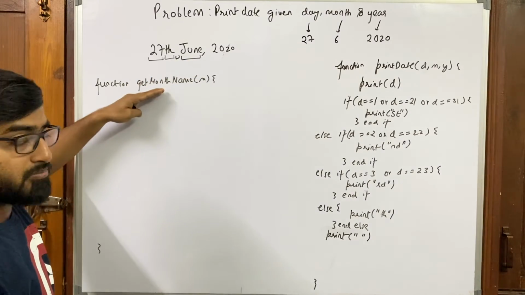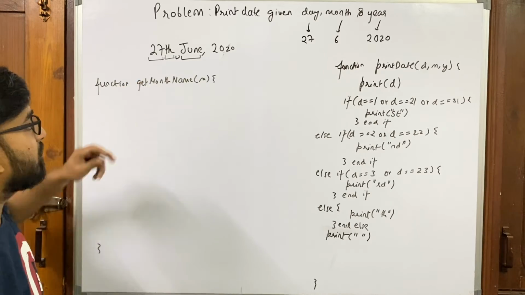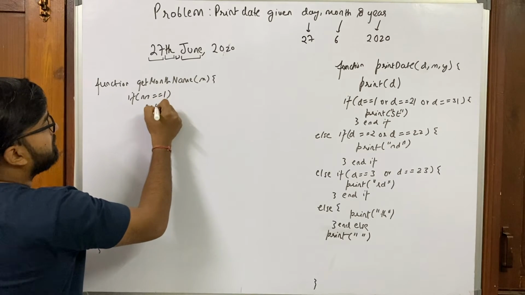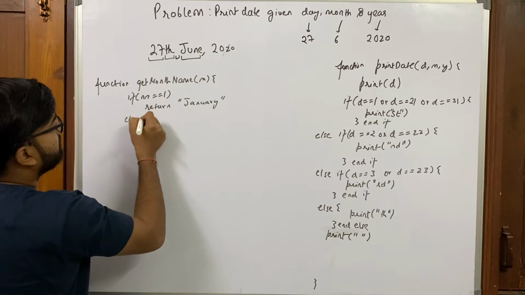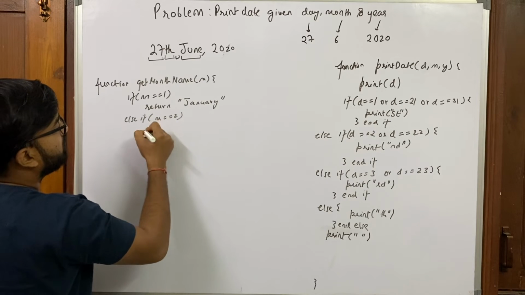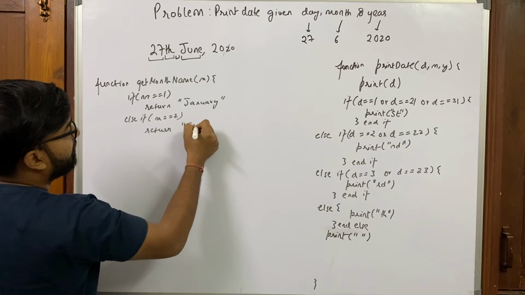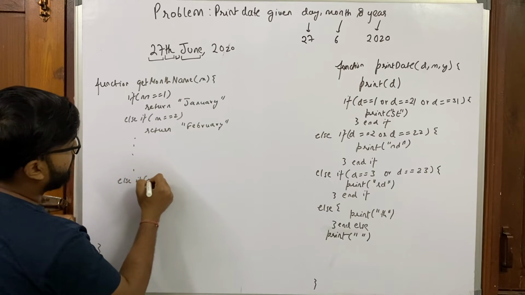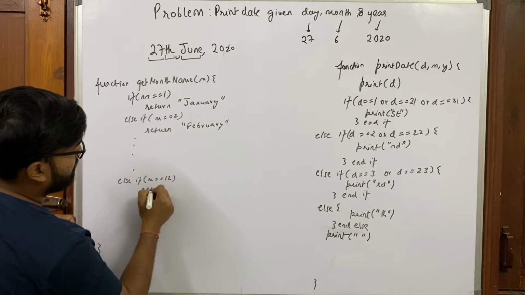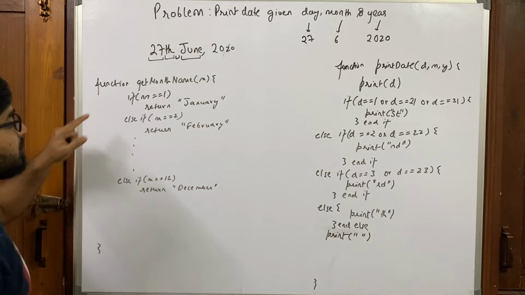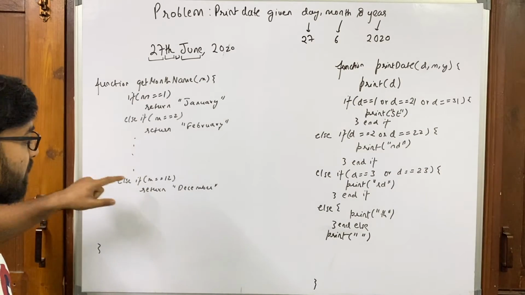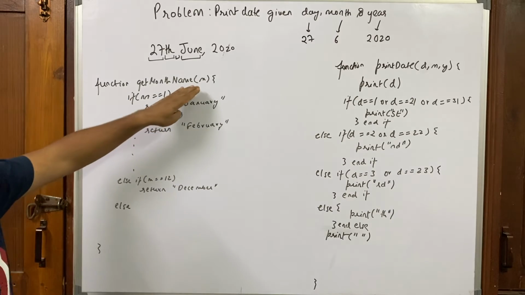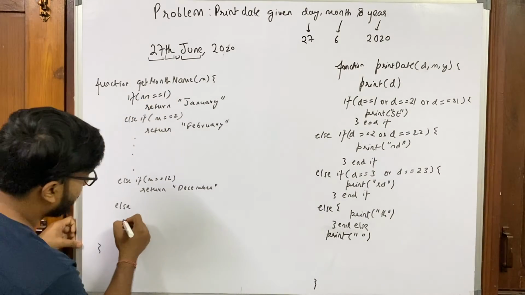Again a simple if else if ladder, or you can use a switch case. So I'll say if M is equal to 1, return January, else if M is equal to 2, return February, and so on till else if M is equal to 12, return December. So for cases 1, 2, 3, 4, 5, 6, 7, 8, 9, 10, 11 and 12. The last else case would be basically returning a string for M which is not between 1 and 12. So you can say return invalid month.